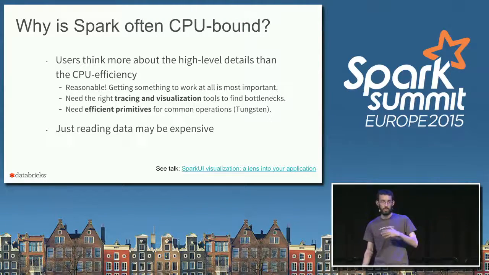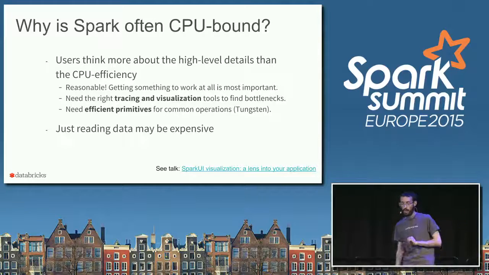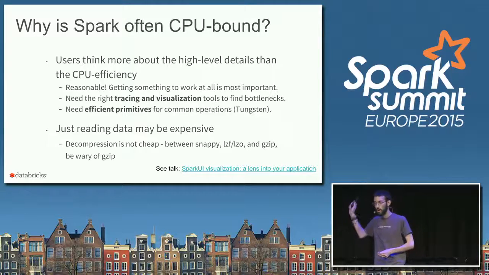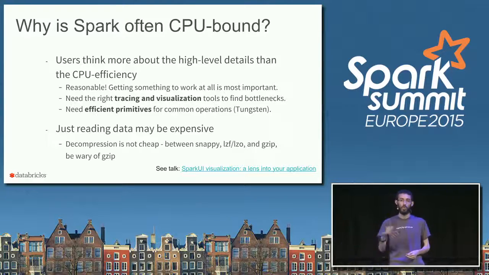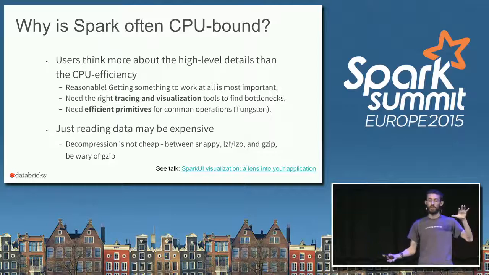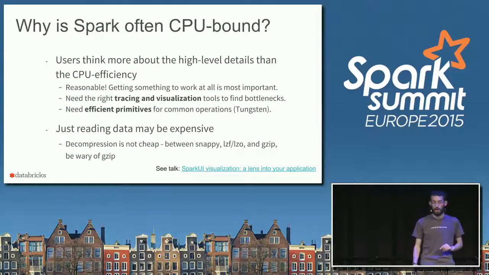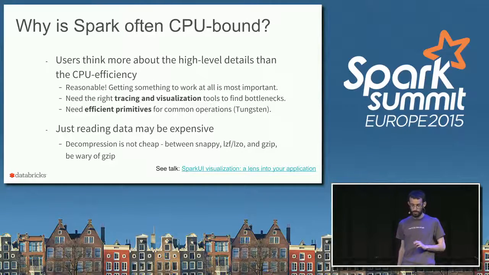Other than being your fault, or at the user level, just reading data is actually surprisingly expensive. One obvious one is decompression. There are three pretty common compression algorithms: Snappy, LZO/LZF, and gzip. Between these, Snappy is the highest bandwidth, so it's fastest, but it gives the lowest compression ratio, so the size is about the same. LZF and LZO are in the middle, and gzip is the lowest bandwidth but the highest compression ratio. So it takes a lot of time, but it compresses more.